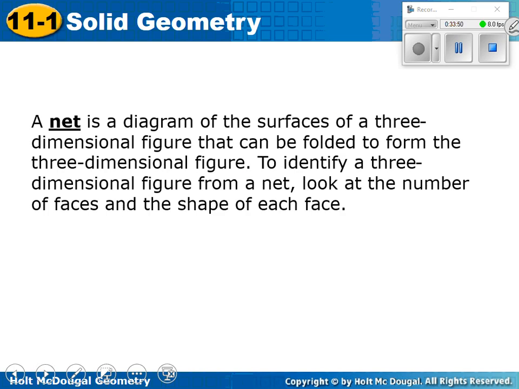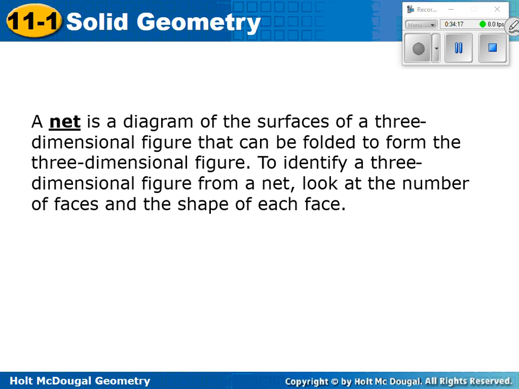All right, so nets. I kind of talked about nets already. Nets are your 2-dimensional shape that you get when you unfold your solid. So it's a diagram of the 3-dimensional figure that can be folded to make it. To identify your 3-dimensional figure, again, I would encourage you to look, do you have rectangles or parallelograms, or do you have triangles? That's going to help you decide, do you have a prism or cylinder, or do you have a pyramid or cone? Okay?